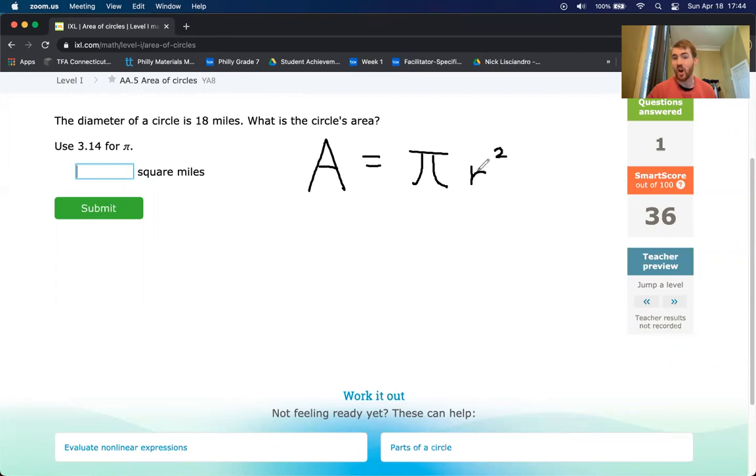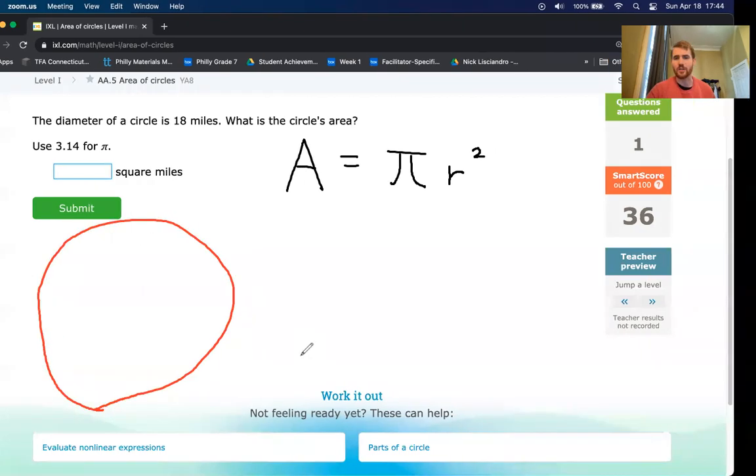We need to figure out r in order to use this formula. And in this case, we have a circle. I'll sketch out an example of a circle. It says the diameter of a circle is 18 miles. Well, what is the diameter?